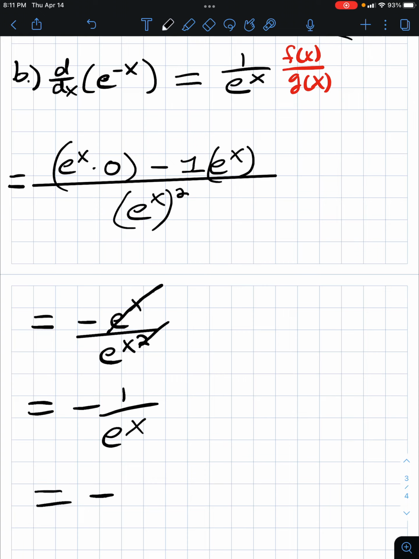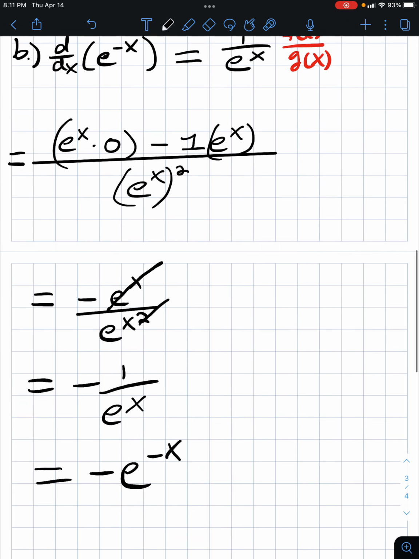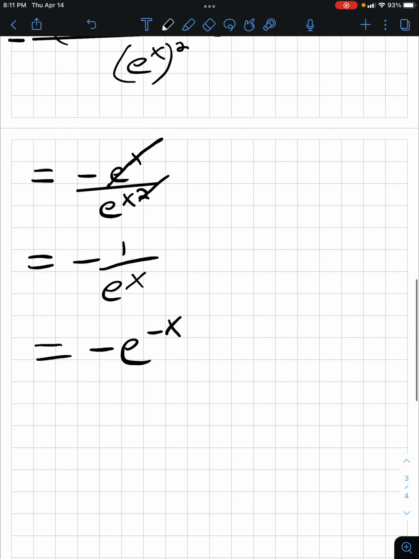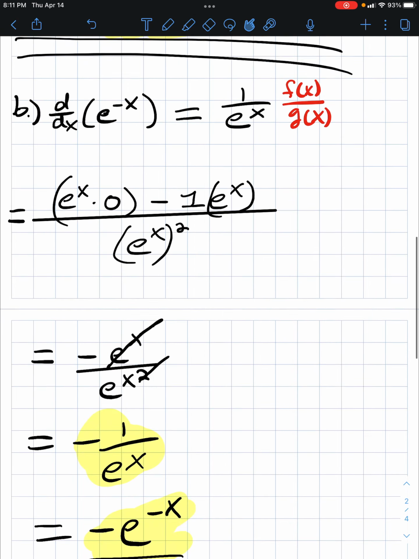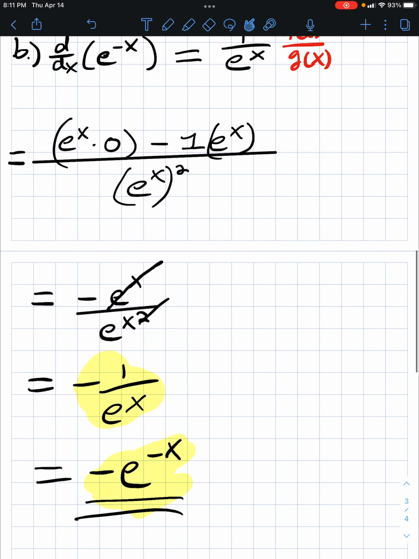Or we can rewrite it as negative e to the negative x, if we bring e to the x to the numerator. Both ways are fine, and they both are solutions to the problem. And that is the solution: the derivative of e to the negative x is negative e to the negative x.